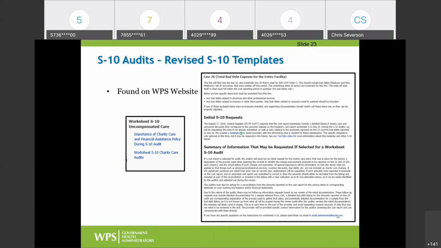Now, your first choice for questions would be the auditor you're dealing with. But if it's outside of a normal audit period and you have questions, feel free to send them to this address. We'll take a look at them.